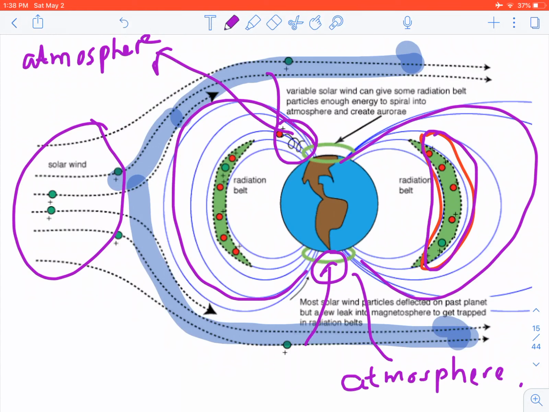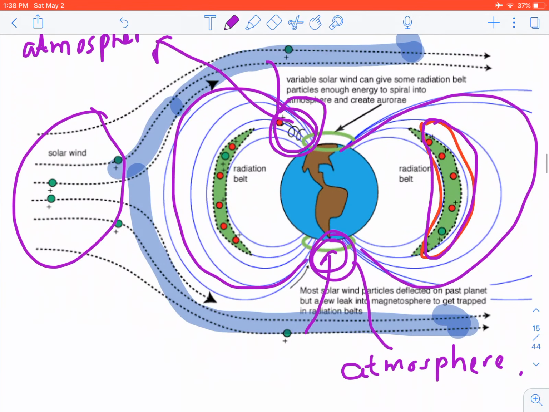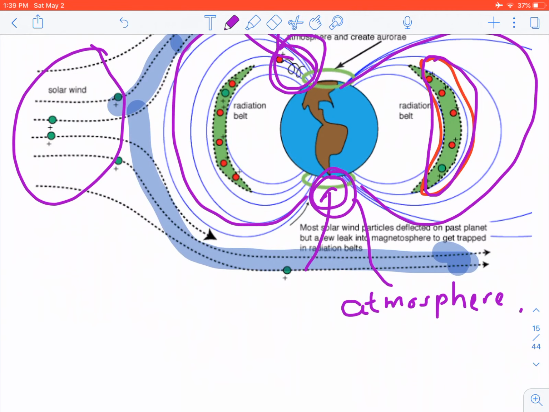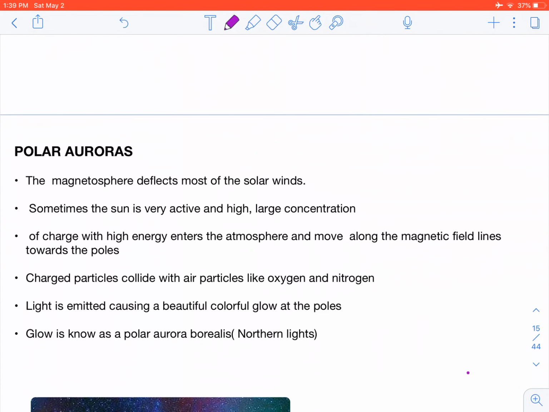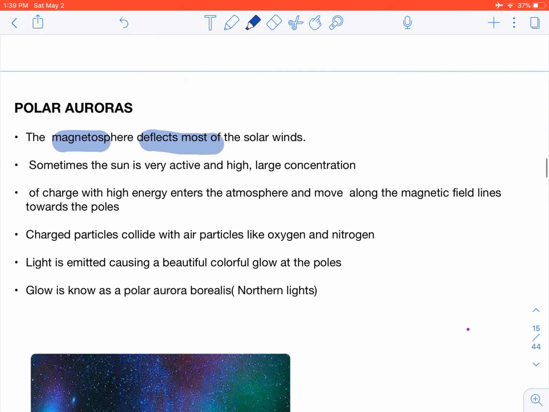All right, so getting back to where these solar winds spiral in at the North Pole here or the South Pole there, what happens is that they hit the atmosphere, and when they strike the atmosphere we get these auroras, right? The aurora borealis and the aurora australis. So the magnetosphere deflects most of the solar winds.